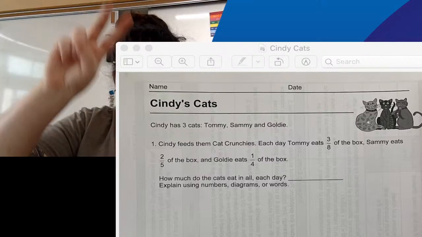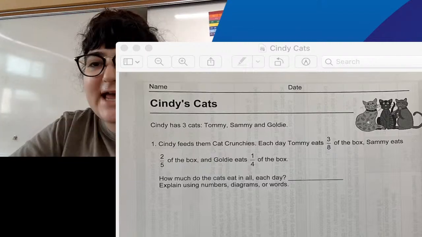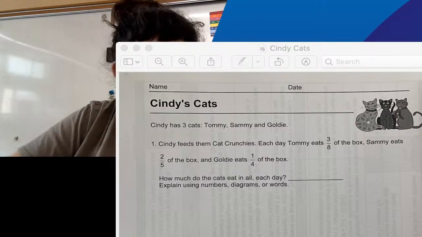Tommy, Sammy, and Goldie, all right? Now, these 3 cats are real sweet, obviously. We love our kitties. Look at them.